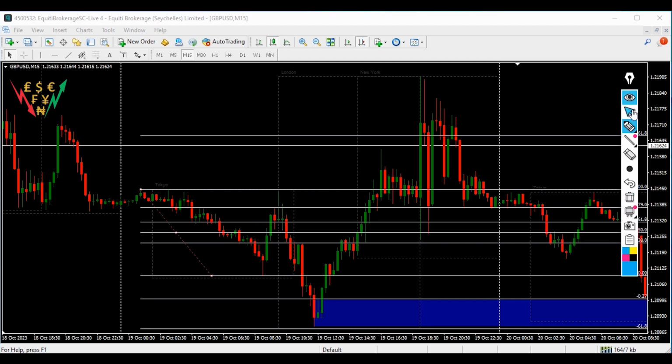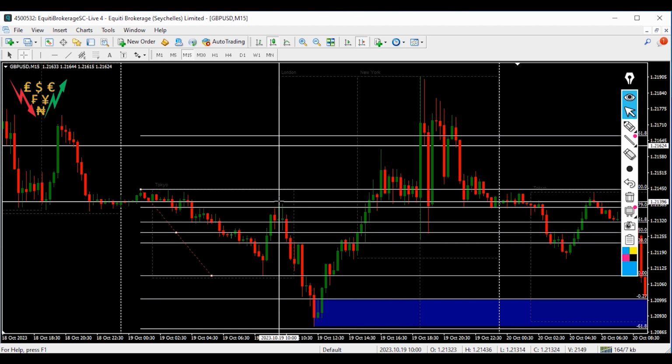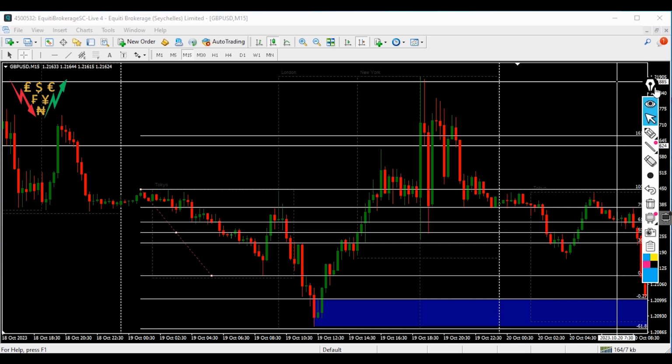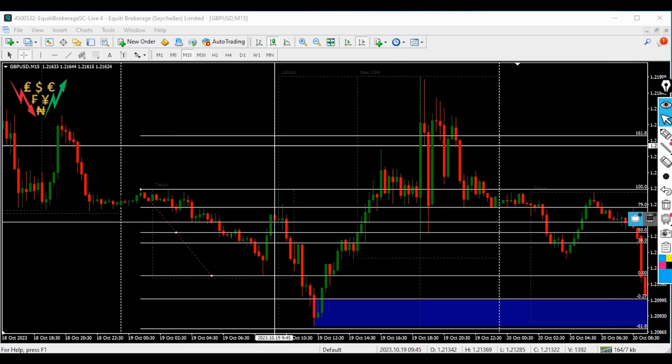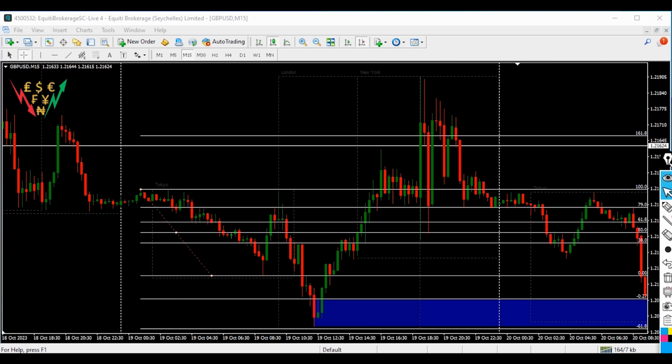Okay, now you can see at this point, guys, right here, this was where I entered the market at the beginning. You can see how it began from this point right here. The market began where? At the beginning of the London session. This is what we saw, so this was exactly where I entered my trade.